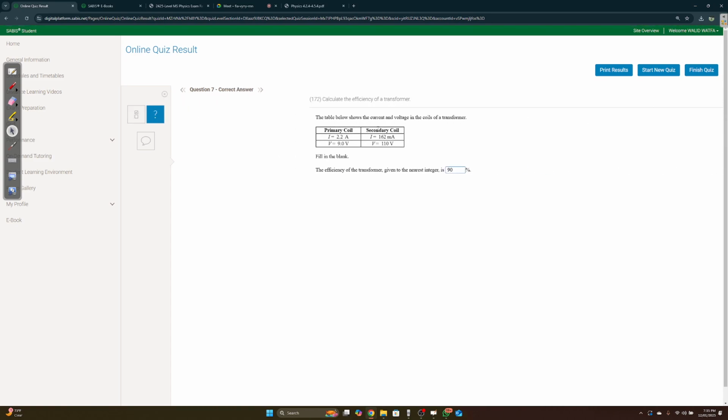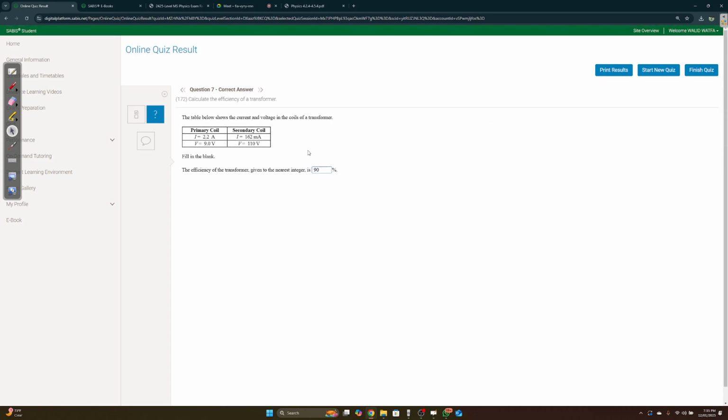Use a 4. The table below shows the current and voltage in the coils of a transformer. What is the efficiency of the transformer, given to the nearest integer? Remember, efficiency is equal to P out over P in times 100, right? P in is equal to I in times V in, right? So see, 2.2 times 9.